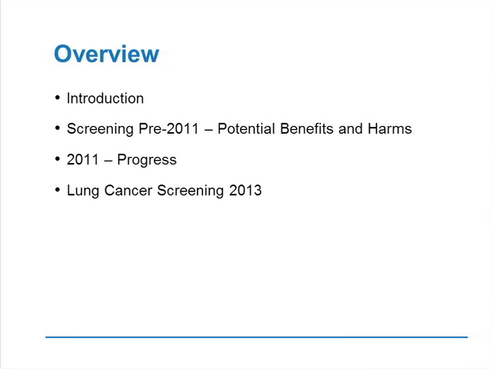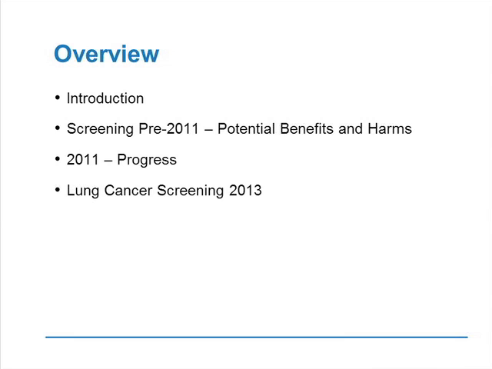We'll then focus on the potential benefits and harms as they were understood from literature published prior to 2011. After 2011, there were a couple of landmark studies published that very much frame the way we think of lung cancer screening today. So that'll be highlighted in the next section. And then finally, we'll conclude with lung cancer screening in 2013.